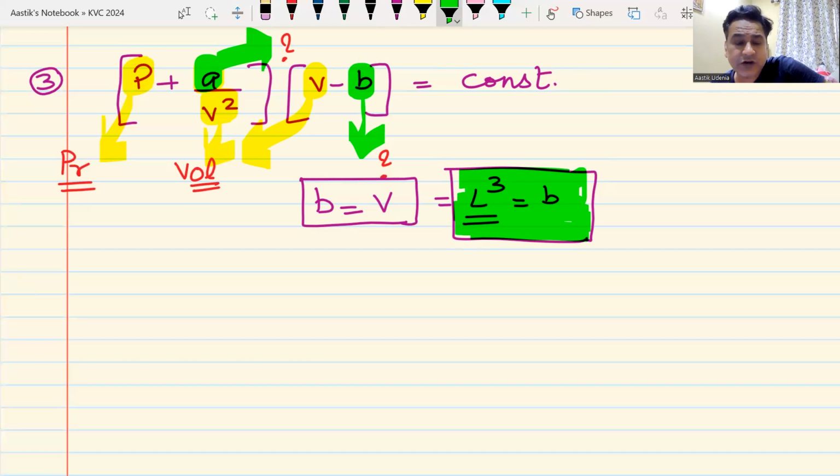V is volume. You can only add or subtract volume from volume. Therefore, B has to be volume. Sir, can you repeat again?